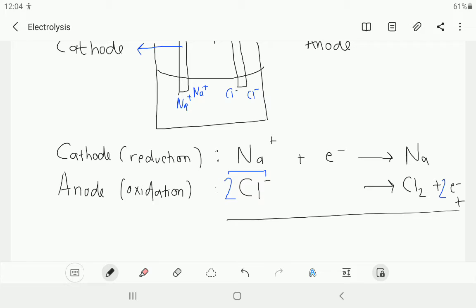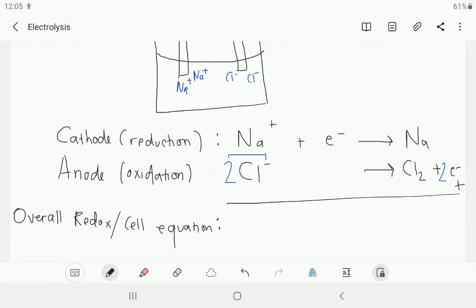Now, to write the overall redox reaction, we need to cancel out the electrons because the amount of electrons taken and the amount of electrons given must be the same. So since the first equation has only one electron, we have to multiply it by 2. And therefore, everything must be multiplied by 2. Now we can cancel out the electrons on the left hand side and the right hand side.